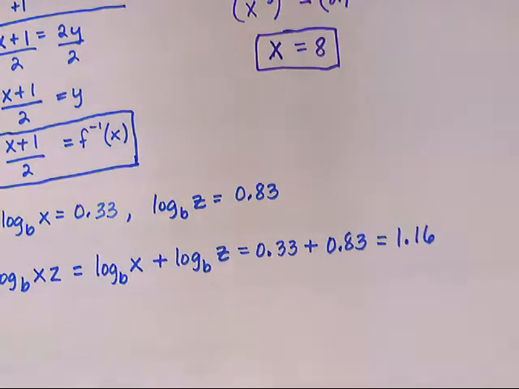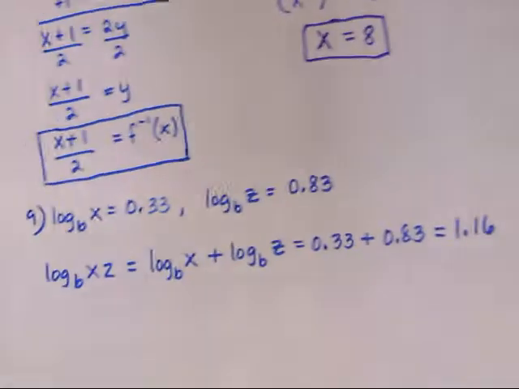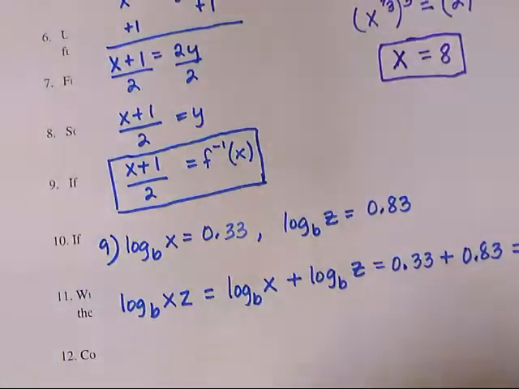So if I do 0.33 plus 0.83, I would get 1.16 as the answer. Okay. That's problem number 9.